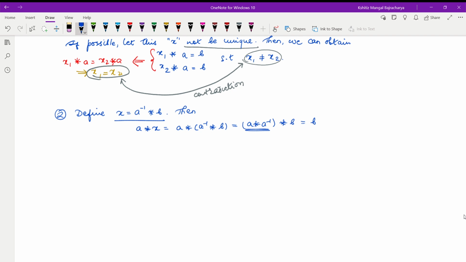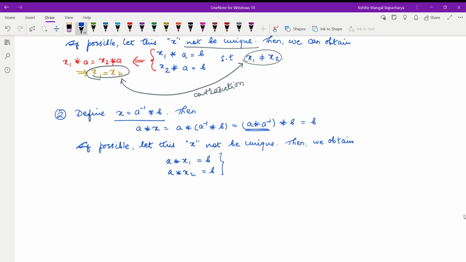Now for the uniqueness part, let's proceed as before. If possible, let this X not be unique. Then we obtain two values of X, let's say X1 and X2, giving us the same value B, such that X1 and X2 are not equal.